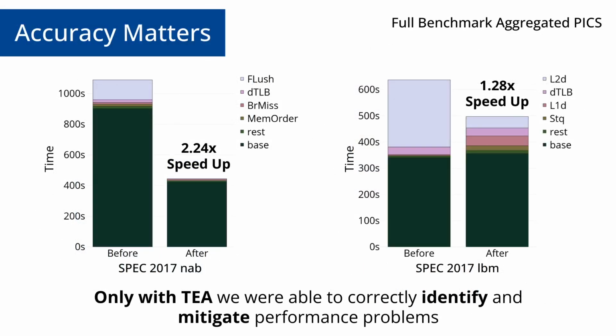Using TEA, we were able to identify and mitigate performance problems in 2 SPEC benchmarks, while other profilers gave us no hint at the root cause of performance loss. We sped up nab by 124% by optimizing the inefficient utilization of the floating point pipeline, and sped up lbm by 28% by inserting targeted software prefetches.